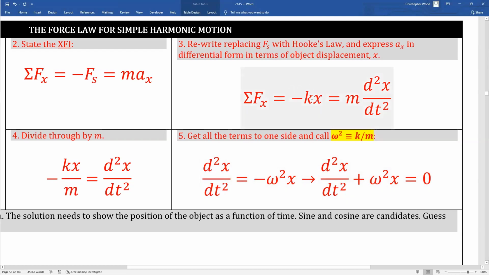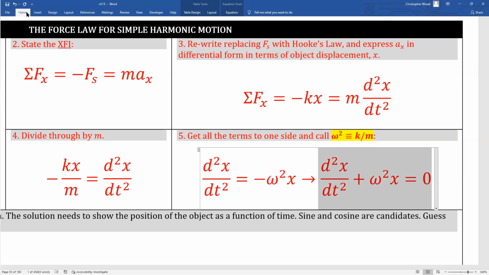So this is what I had up here. This is just the X force inventory. Here's the same X force inventory with a little rearrangement and with this omega squared. So instead of K over M, I'm just using omega squared. And this is the aha moment. Aha, I know how to solve this.